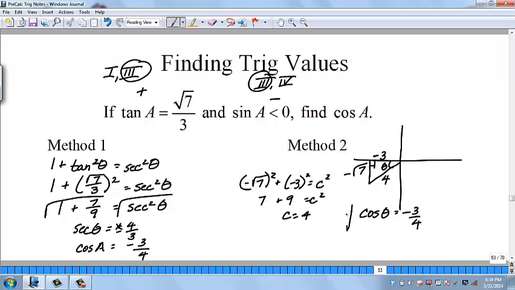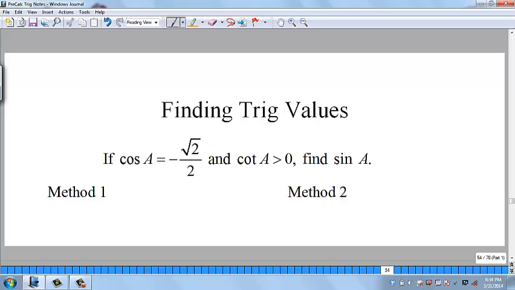I personally like this method better. It's more visual. You can use your identities to find that, but I think you have to do more manipulation. Alright, let's practice another one.